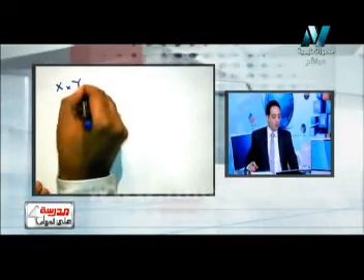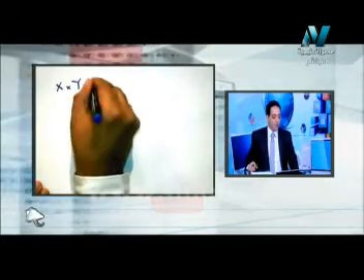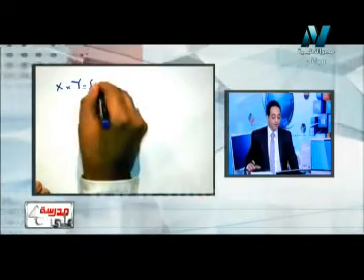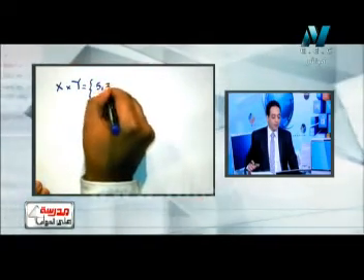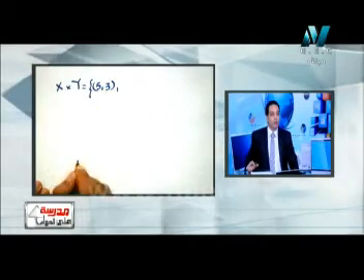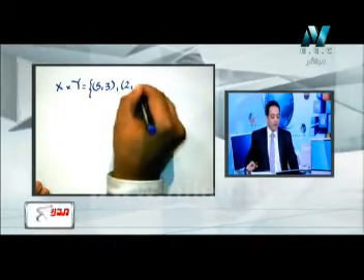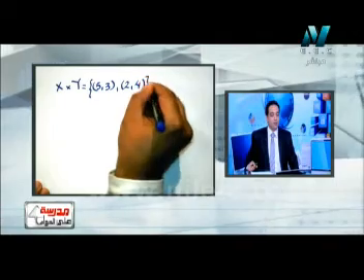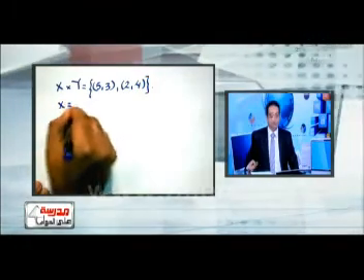Okay, another one. It says if x product y equals the set of (5, 3) and (2, 4), then x equals what and y equals what? Good.